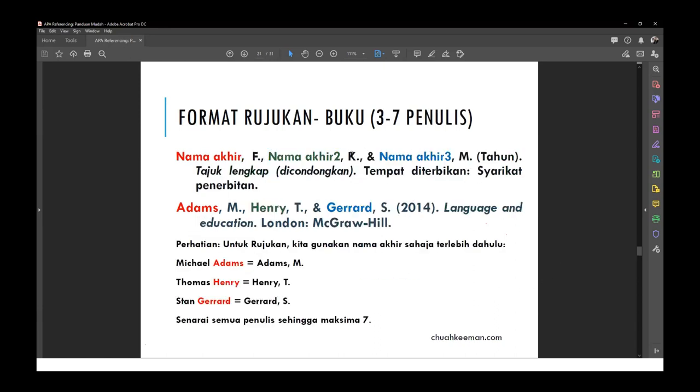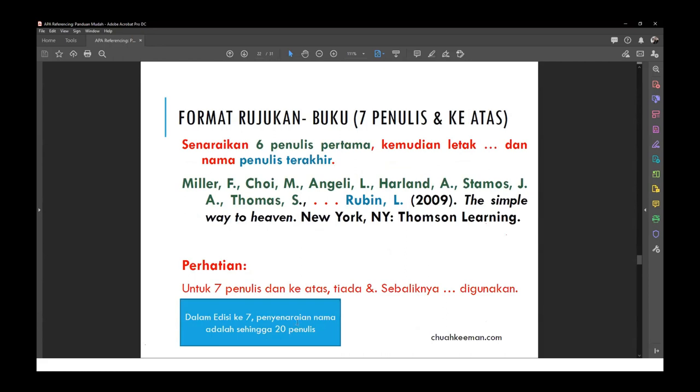This is just to let you know if it's three, same thing, right? Just list. Now, I put here, sixth edition says maximum is 7. But in the latest one, it's up until 20. So in the sixth edition, you can list up to 7 authors only. So what normally will happen is you list the first 6, right?